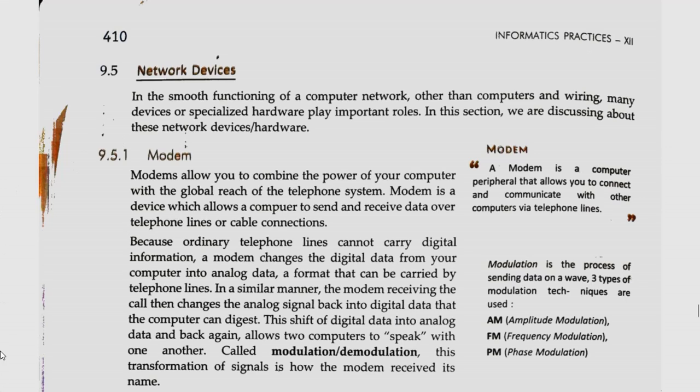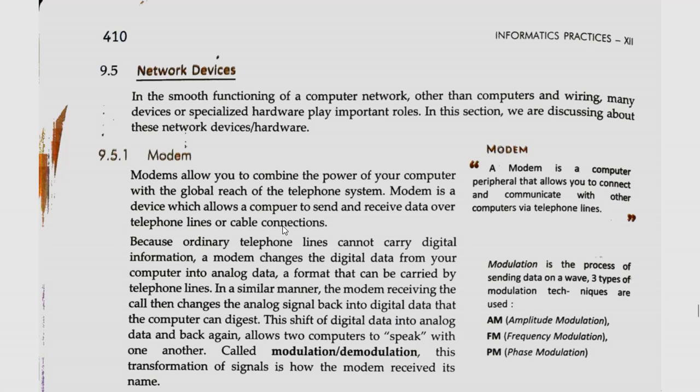The first important part in the networking devices is the modem. Modem you already know. Modem stands for modulation demodulation. Basically, a modem is a computer peripheral, an external device that allows you to connect and communicate with other computers via telephone lines. So why do you need a modem? Because it is mentioned that a modem is a device which allows the computer to send and receive data over telephone lines or cable connection.